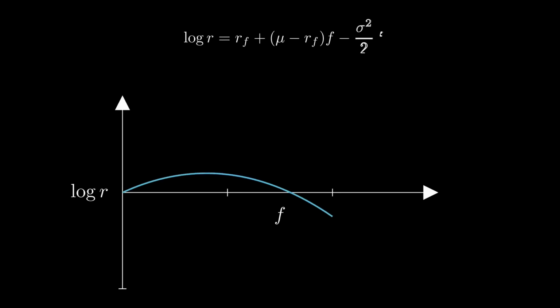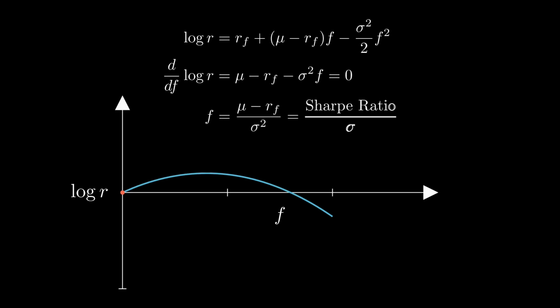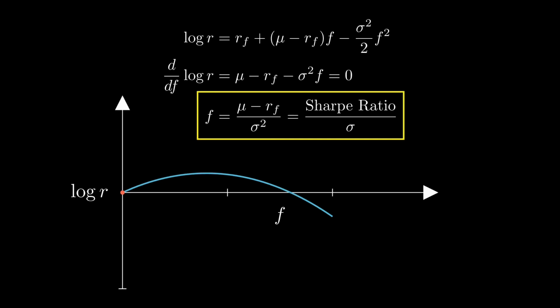Let's look at the graph. We see that the maximum of log r is at the top of this curve, where the derivative is 0. Therefore, we take the derivative and set it equal to 0. Mu minus rf minus sigma squared f equals 0. Solving for f, we get f equals (mu minus rf) over sigma squared, or the Sharpe ratio over the standard deviation. This answers our question from the last video.